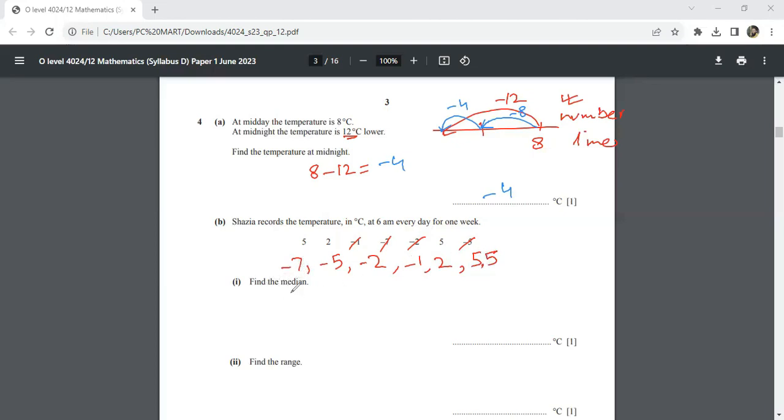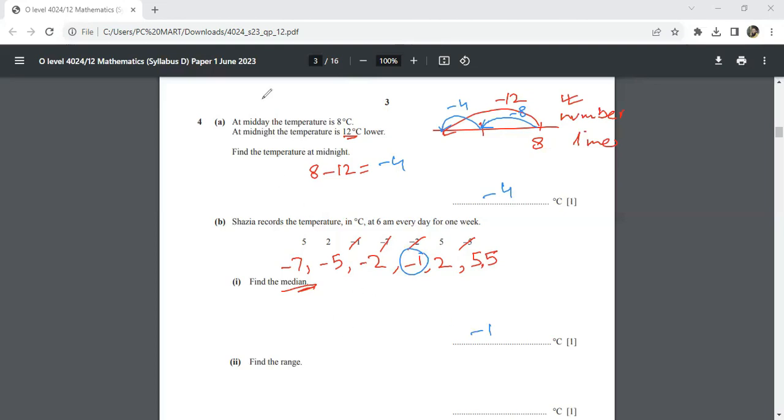Median means the middle value. How many days are over there? For 1 week, it is 7 days. So 3 days on the left and 3 days on the right, the middle value will be -1. Since we need to find the middle value, 1, 2, 3, 3 days on the left and 3 days on the right, the middle value is -1. So the median will be -1 degree centigrade.